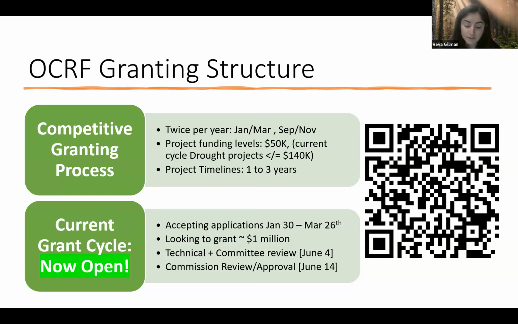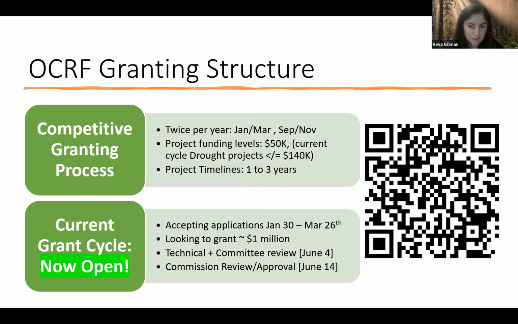So actually our current grant cycle, our spring 2024 grant cycle, is now open and accepting applications until March 26th. So you still have some time to apply if anyone's interested. And I advise you to go check out that QR code, which links to our website if interested in applying. So for this grant cycle, we're looking to fund those projects that address drought on Oregon's fish, wildlife, and their habitats, as well as outdoor equity and conservation and recreation.